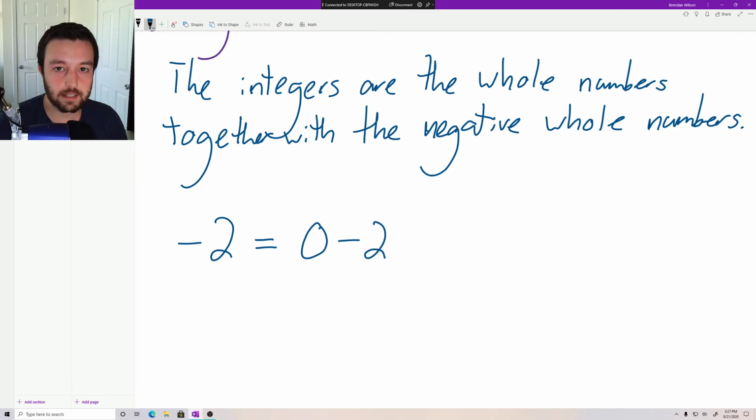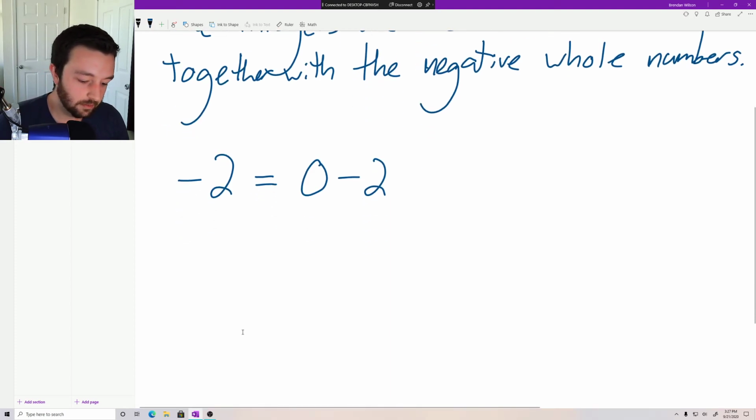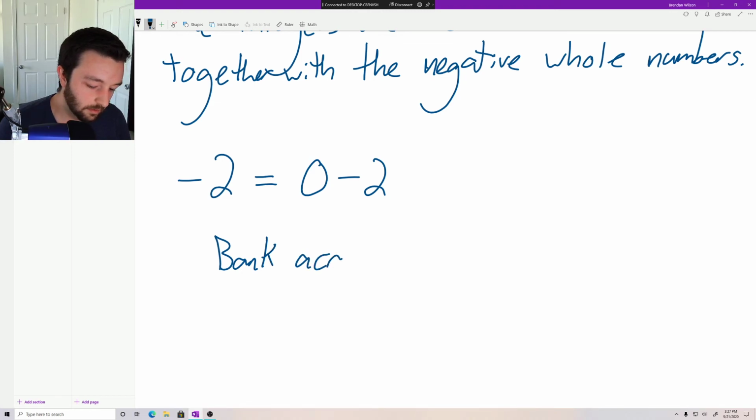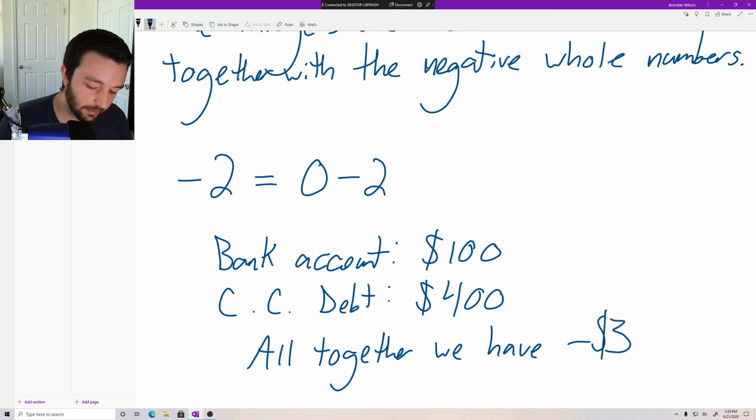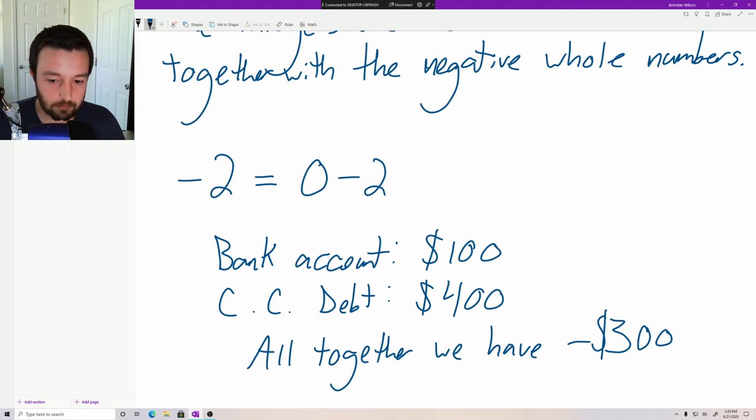A great example of this would be debt, like credit card debt or something like that. Let's say our bank account is $100 and our credit card debt is $400. Altogether, we have negative $300, right? So this negative means that how much we've lost outweighs how much we actually have. So it's like we owe $300. That's what this negative means. It means that we have 300 less than 0. Okay.